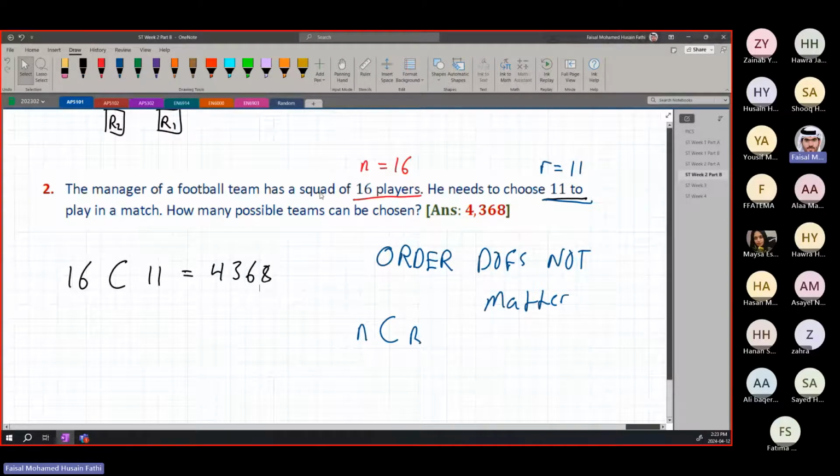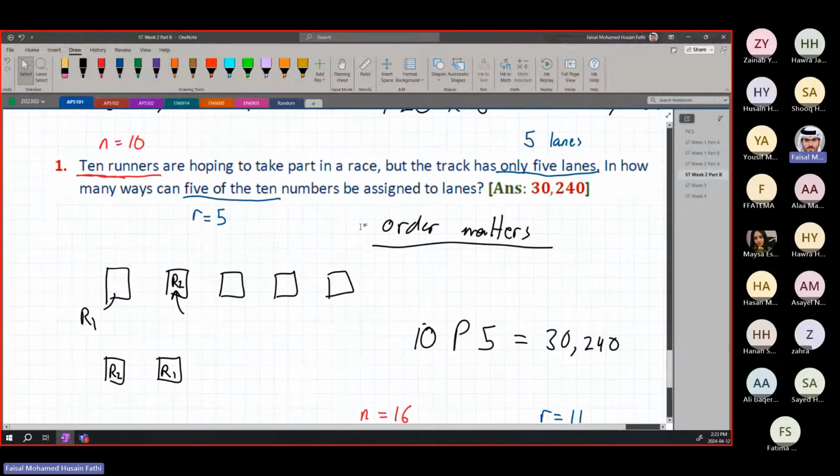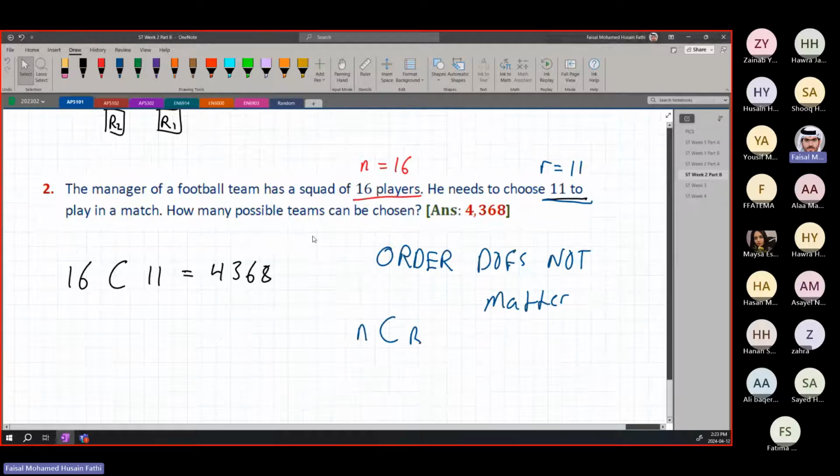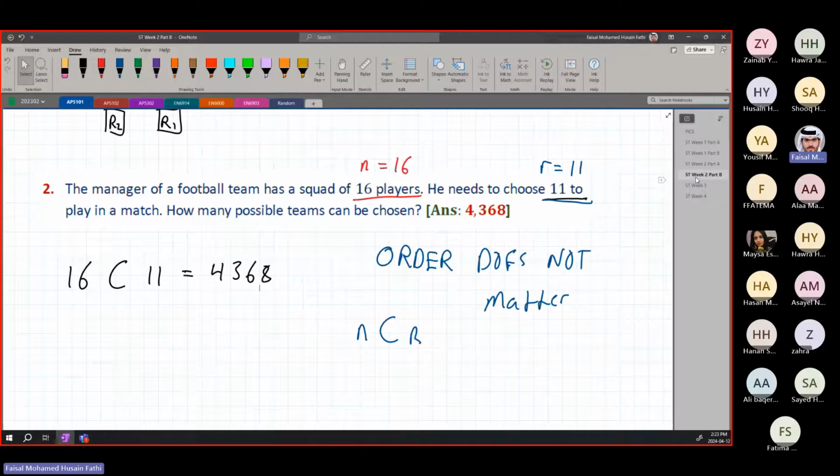So you have to understand from the question. If it's talking about arrangement, how will they be assigned to the lanes, how many different ways, all of that, this means there's going to be a permutation if there's a specific order to it. In this case, it just says the manager wants a team. He needs to choose 11 from a random number. That's it. He doesn't care about who comes first, who comes last. So this is going to be combination.